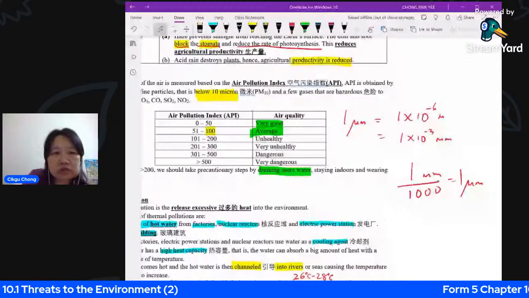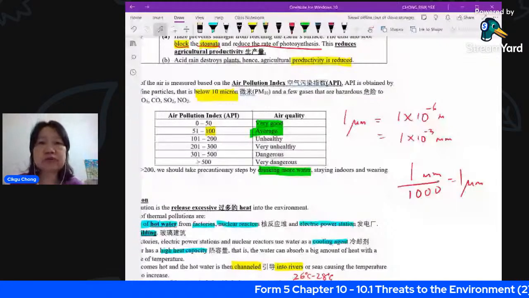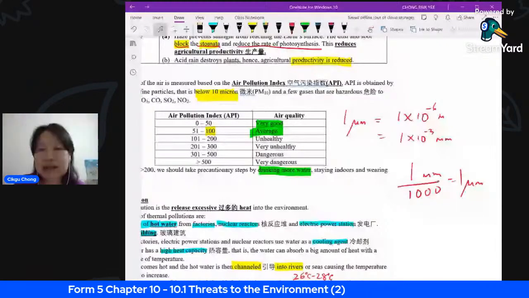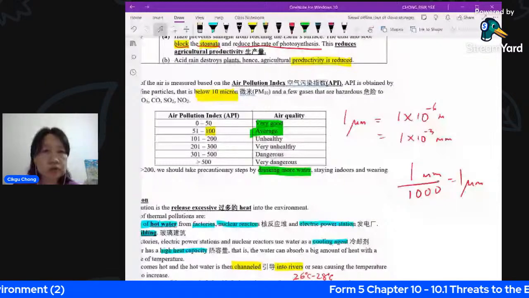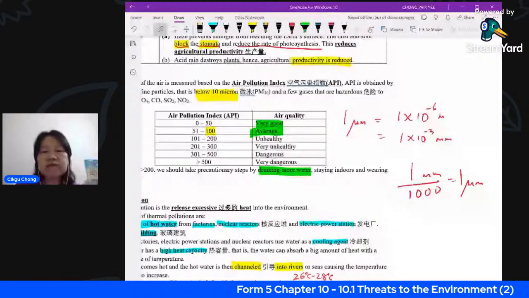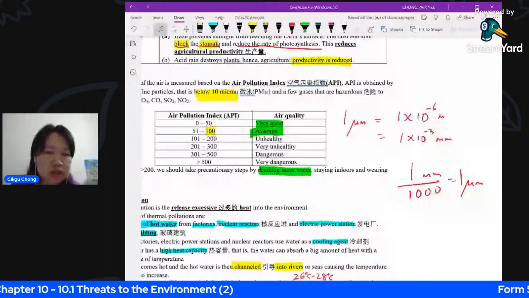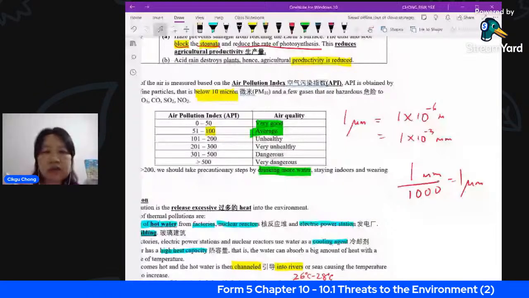So why is it not good? Why don't you throw it back into the river? Because it's going to harm the aquatic plants and also the animals there. How? Number 1, the aquatic animals can die because of the heat change. Even a change in the temperature of about 5 to 10 degrees will actually affect the biochemical processes of the aquatic organisms.